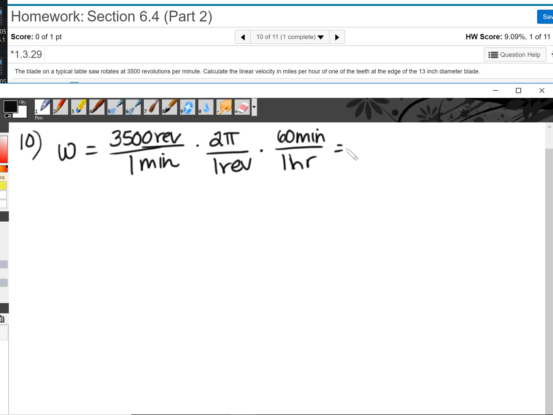Well, I guess that would make sense if we're dealing with the table saw. I haven't really worked with the table saw very much, but whatever. So I'll just leave this at 420,000 pi per hour.